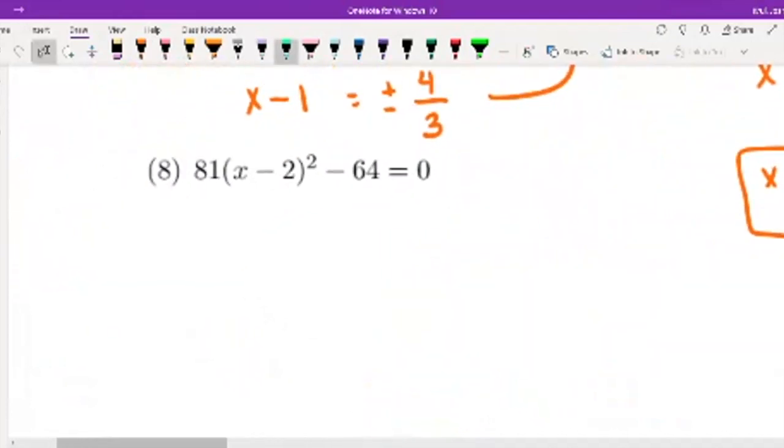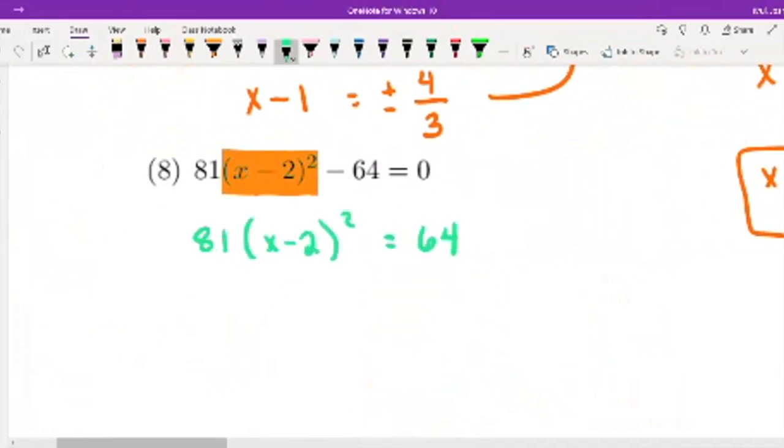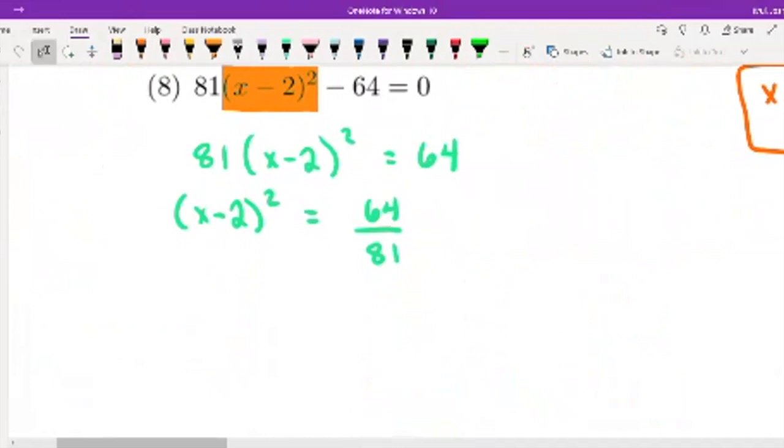Okay, number 8. Again, we want to get the square alone. So we would add 64 to both sides and divide both sides by 81. And again, you don't actually have to do the division right here. You could just leave the expression alone. So now when we take the square root of both sides, that perfect square pops right out.